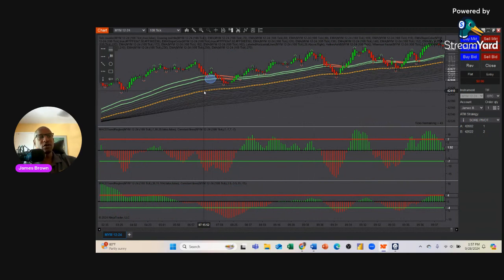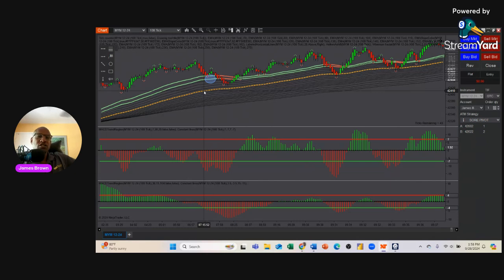Now that I know the 50 has crossed the 292, I know I want to be looking for longs. So I'm sitting on my hands. I'm just going to wait. There's too much space in between. I have to wait for the mean reversion, for it to revert back to the mean. My mean is the 50 moving average.